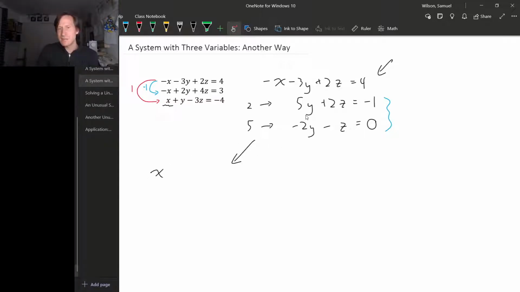I'm doing that to make it so that these y's have the same coefficient, or at least the same magnitude of coefficients. So the first equation is still minus x minus 3y plus 2z equals 4. The second equation is now 10y plus 4z equals minus 2. And the third equation is now minus 10y minus 5z equals 0.